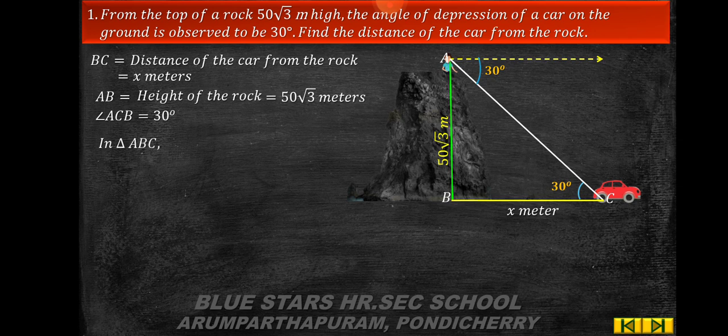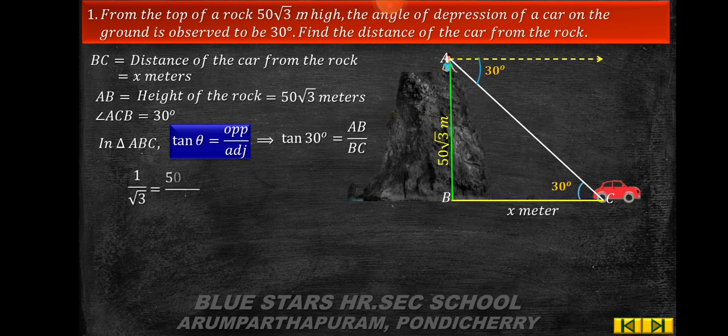degree. So in triangle ABC, tan theta is equal to opposite by adjacent, which implies tan 30 degree is equal to opposite side AB divided by the adjacent side BC. You know tan 30 degree value is 1 by √3, which is equal to AB, 50√3, divided by x. So the next step is cross multiplication. So you get x is equal to 50√3 into √3. So √3 into √3 is 3. Therefore x is equal to 50 into 3, which implies the value of x is equal to 150 meter.